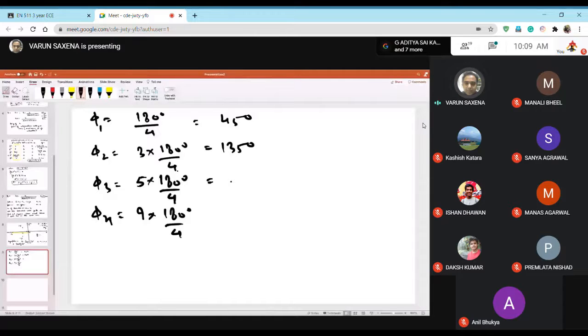And we also need to find out what is the centroid. The centroid is the summation of all real parts of poles minus the summation of real parts of zeros, this entire thing divided by the number of poles minus the number of zeros.